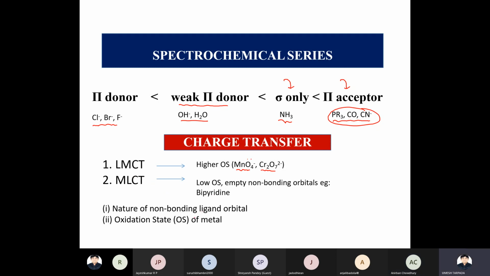So depending on the nature of non-bonding ligand orbitals and oxidation state, you can have, here see, oxygen having lone pair of electrons, non-bonding orbital. So it donates the electron. So depending on the non-bonding ligand orbital and oxidation state of metal, you can have various transitions. It may be from metal to ligand, or it may be ligand to metal charge transfer spectra.